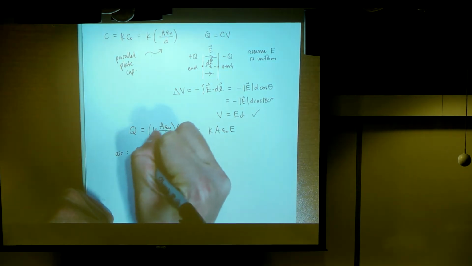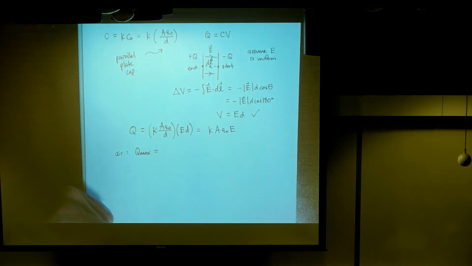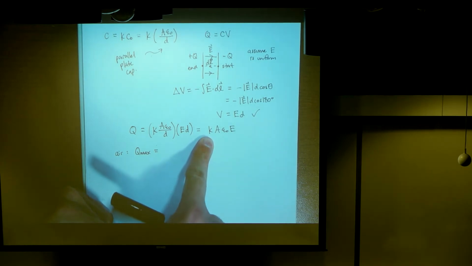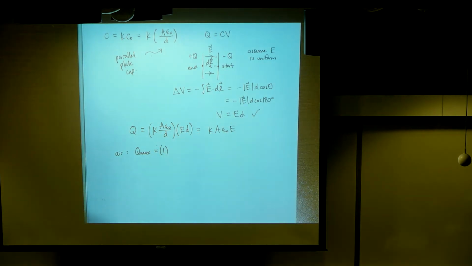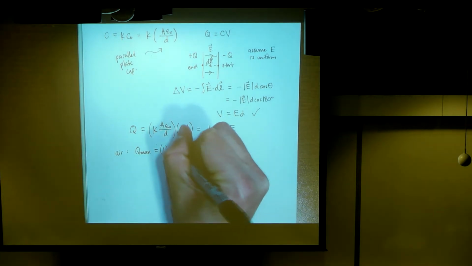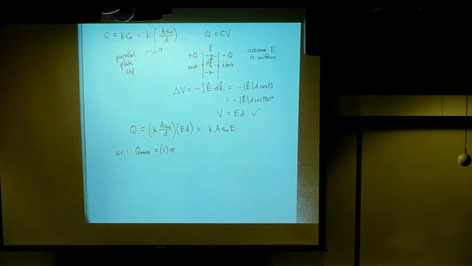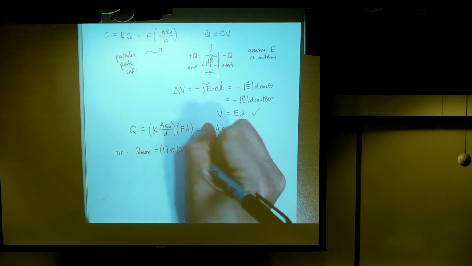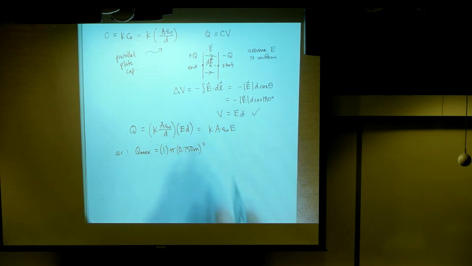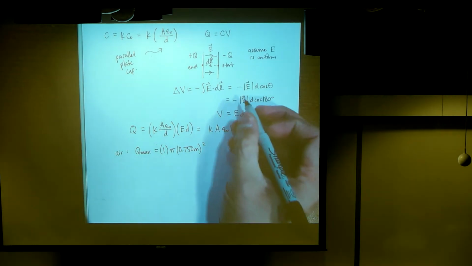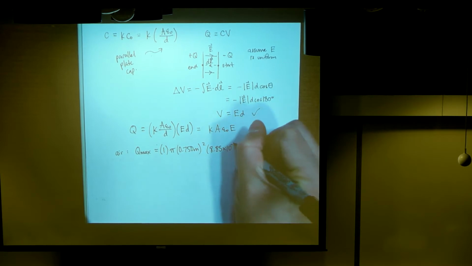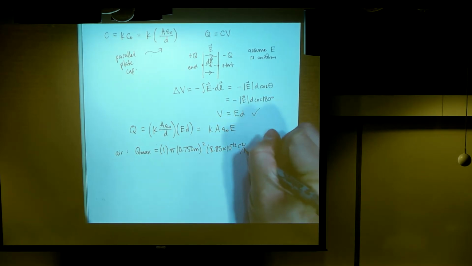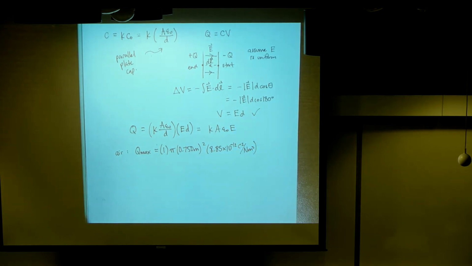For air, Q max is equal to, okay, so I have K. What's the K value for air once again? 1. That's just 1. What am I going to use for the area? These are circular plates, so we use pi r squared. In this case, the radius was 75 centimeters, so 0.750 meters squared. That's the area. Epsilon naught, what's the value? It's 8.85 times 10 to the minus 12 coulombs squared over Newton meters squared, like this.